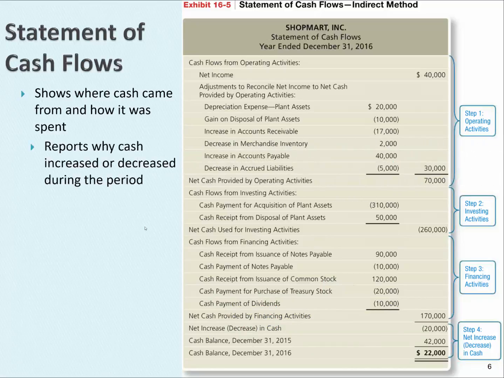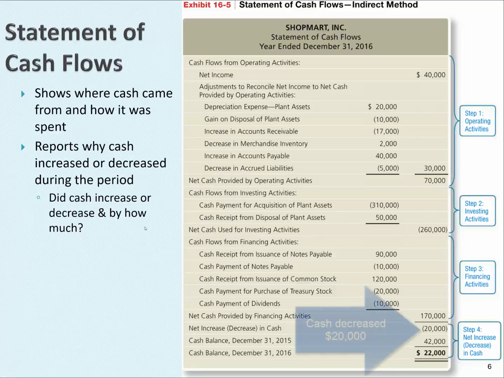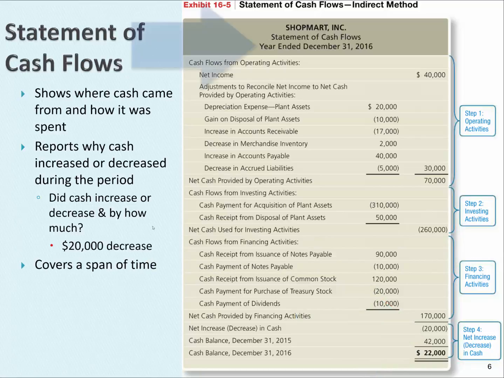So this statement will report why cash increased or decreased during the period. Again, how much did cash increase or decrease during this period? A $20,000 decrease. And notice this statement covers a certain time period. In this case, it's for the year ending 2016.